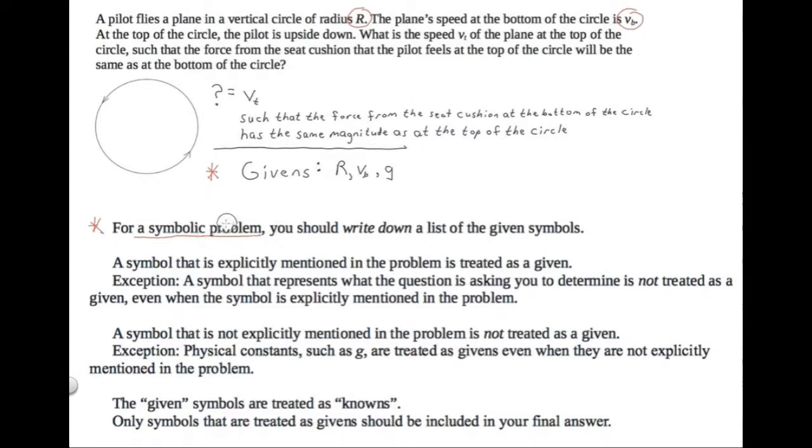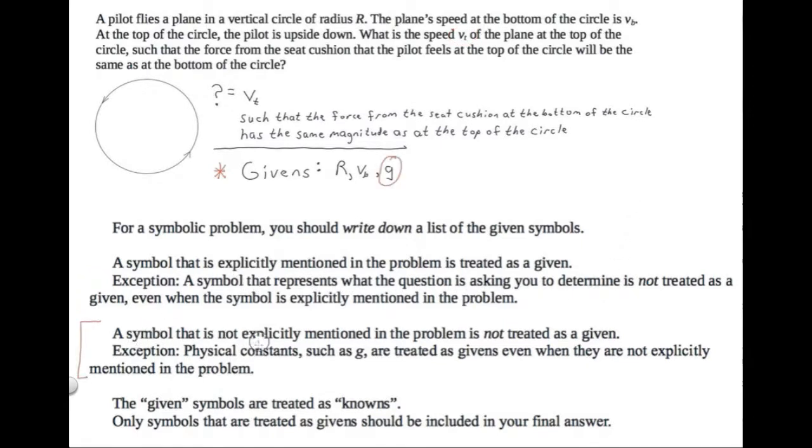For a symbolic problem, you should write down a list of the given symbols. A symbol that is explicitly mentioned in the problem is treated as a given. So for this problem, the symbols capital R and v sub b are treated as givens. Now, the symbol v sub t is also explicitly mentioned in the problem, but obviously the symbol v sub t is not treated as a given because v sub t represents what the question is asking us to determine.